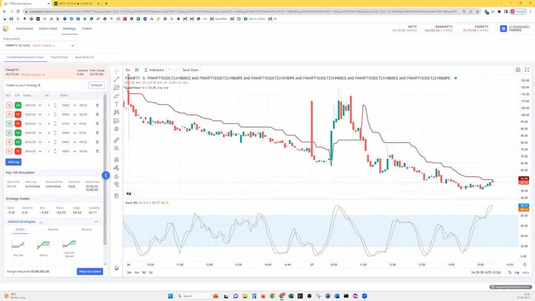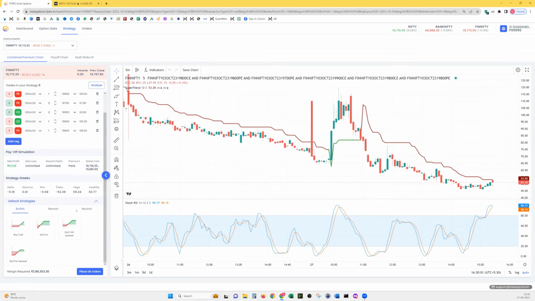Just click on the default strategies at the bottom. Now, we want to trade some neutral strategies, so just click on neutral, and you can find short strangle, iron butterfly, short straddle, or iron condor over here. I'll take the iron condor strategy. I just click on iron condor.